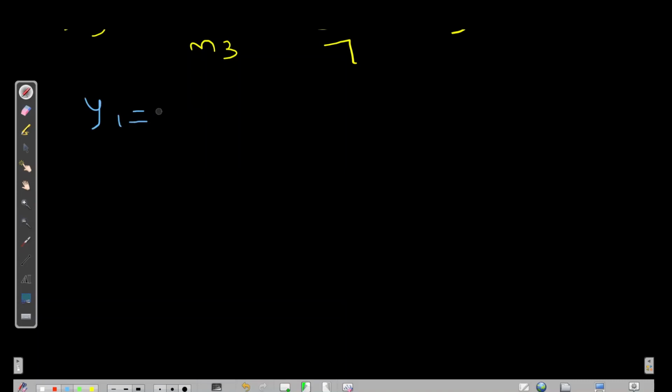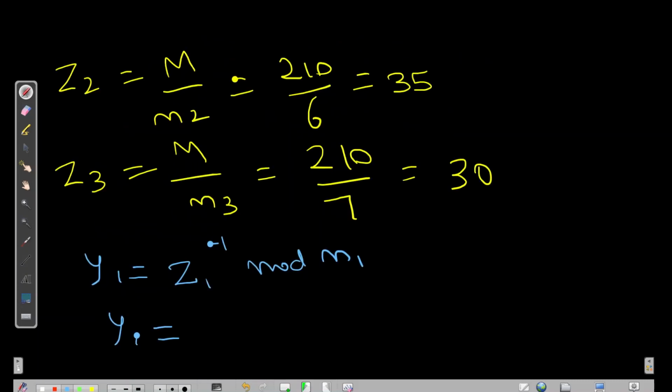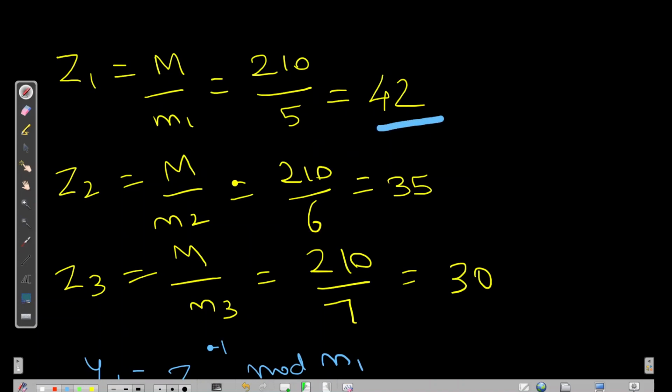Y1 equals Z1 inverse mod M1. So this is the formula to find Y1. Y1 is nothing but the multiplicative inverse of Z1 in modulo M1. So here, what are the Z1? We got Z1 is 42.